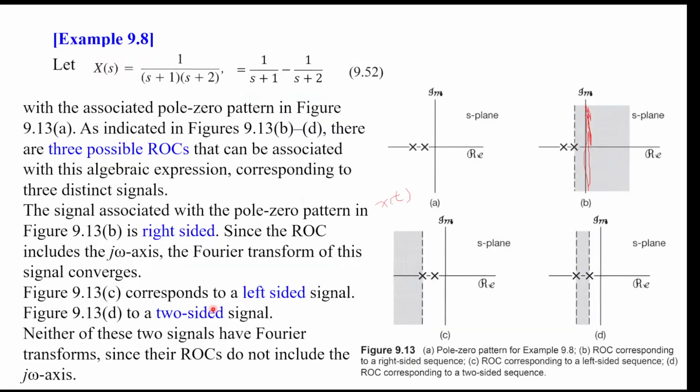For now, we can just look at this and know that those two poles for a rational function tell us that there are 3 possible ROCs for the Laplace transform.